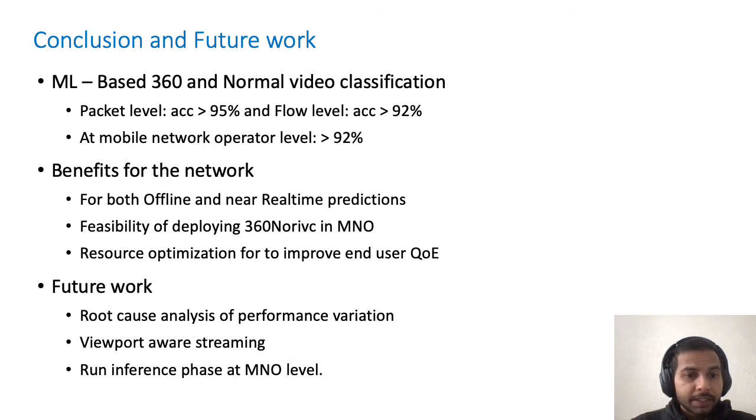As future directions, we aim to conduct a root cause analysis for the performance variations that we have seen so far, and we will also look at the impact of viewport-aware streaming on the classification performance. Finally, we aim to deploy our trained and developed models at mobile network operator level to see how the classification works in the wild.